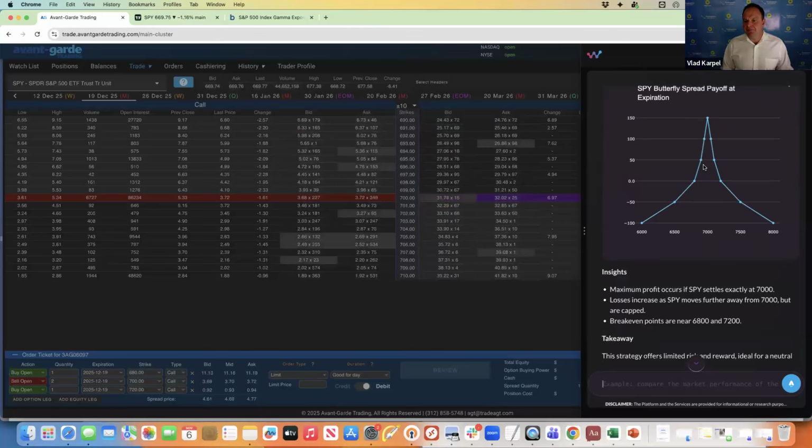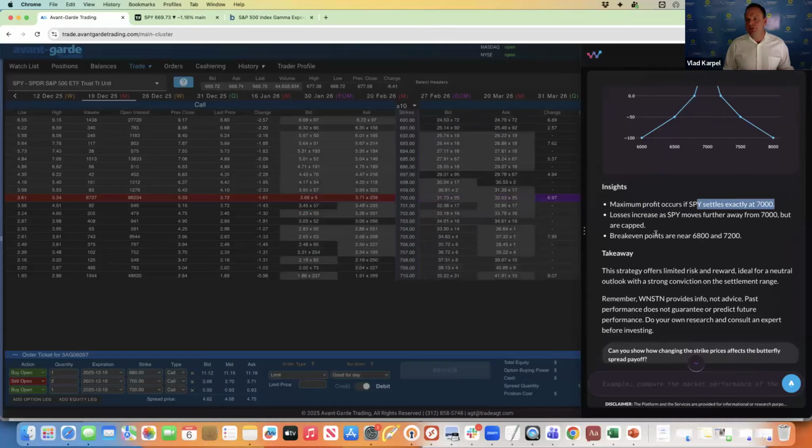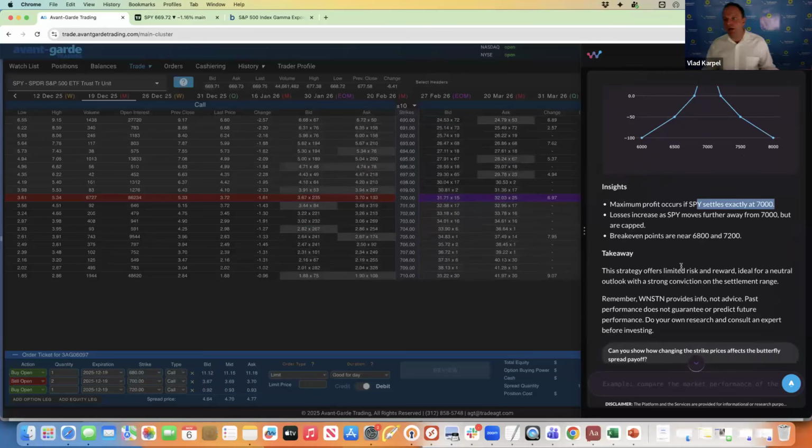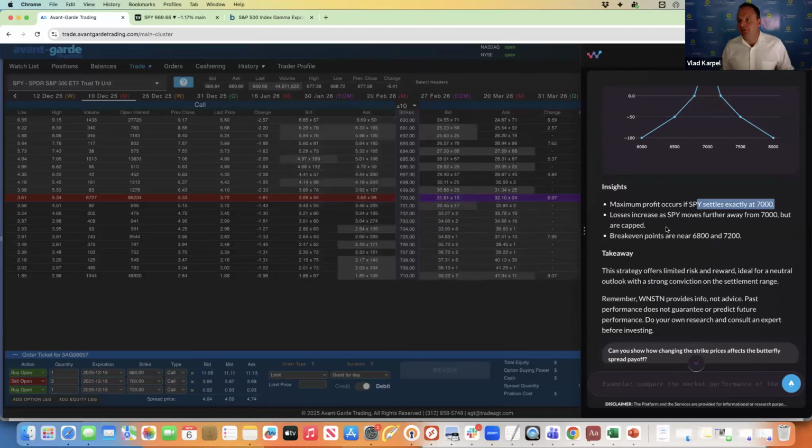So that's maximum profit occurs if SPY settles exactly at 7,000, right? And you can use this. I encourage you to use AI, especially an AI that's optimized for making option decisions, financial decisions, and trading, that can help you navigate through some of these decisions by asking the same kind of questions that I just posed or similar.